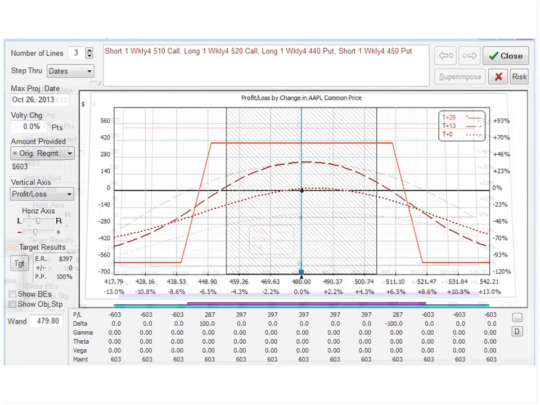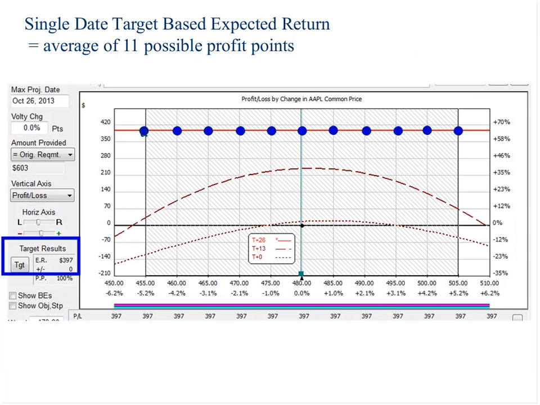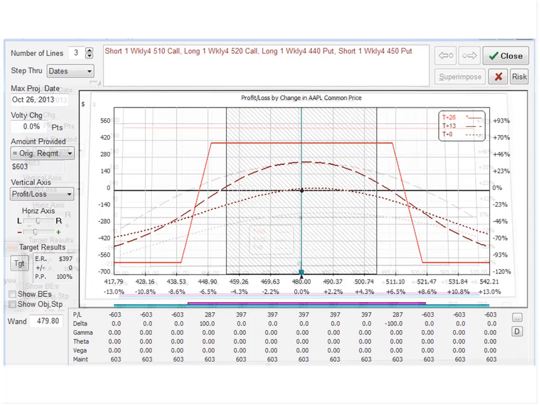One trade that it could come up with is a condor. All right, and let me show you this. If we blow this up, okay, so I'm taking a look at this risk graph.